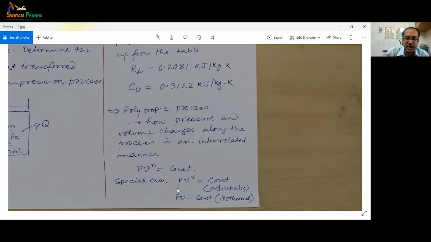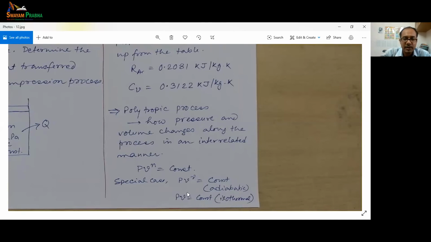And the special cases are PV to the power gamma is constant. Gamma is nothing but Cp over Cv, that means the specific heat ratio, which is also called the Poisson ratio for gas. This is true for an adiabatic process, PV to the power gamma equal to constant. When we have no heat transfer, adiabatic processes can be represented through this kind of equation.